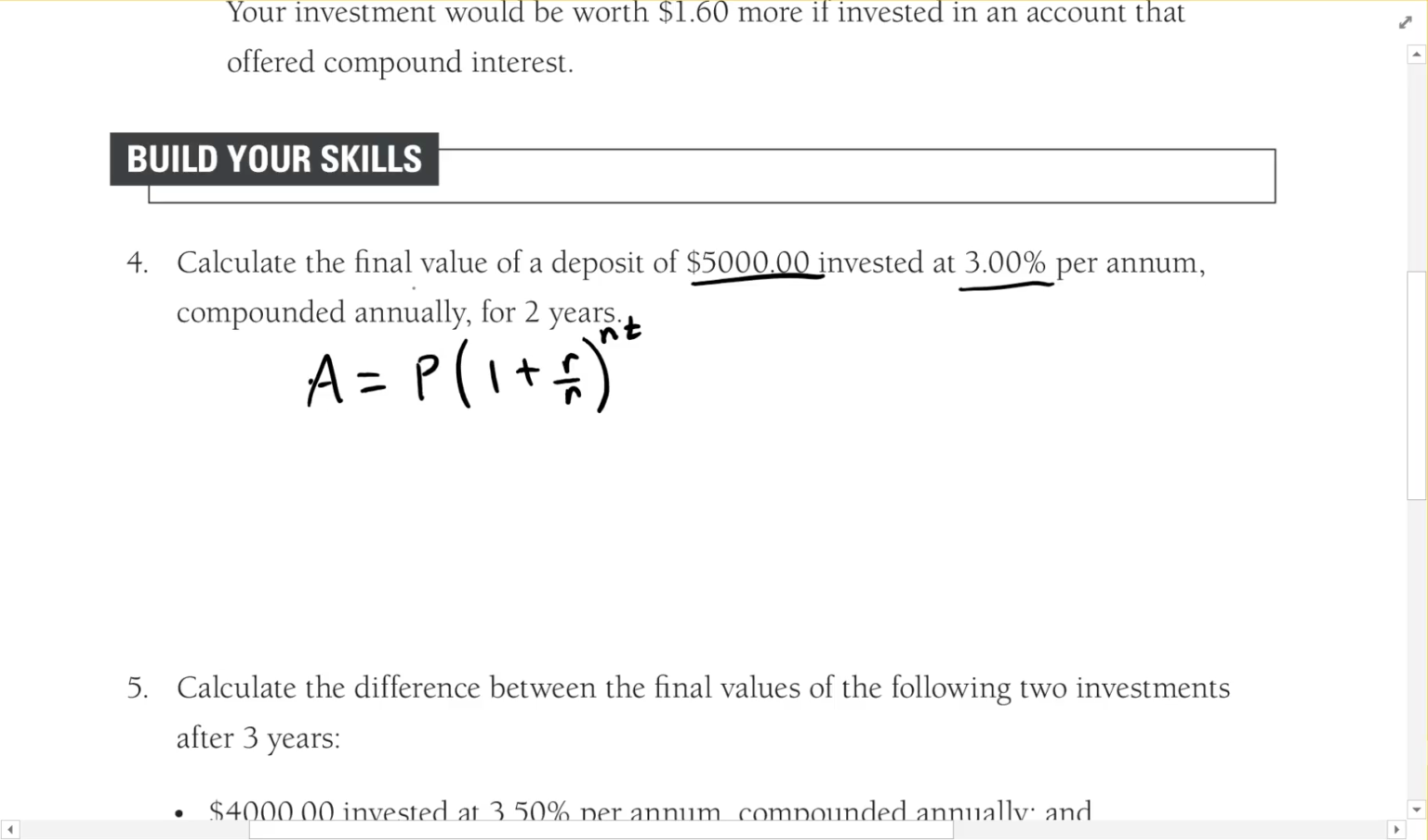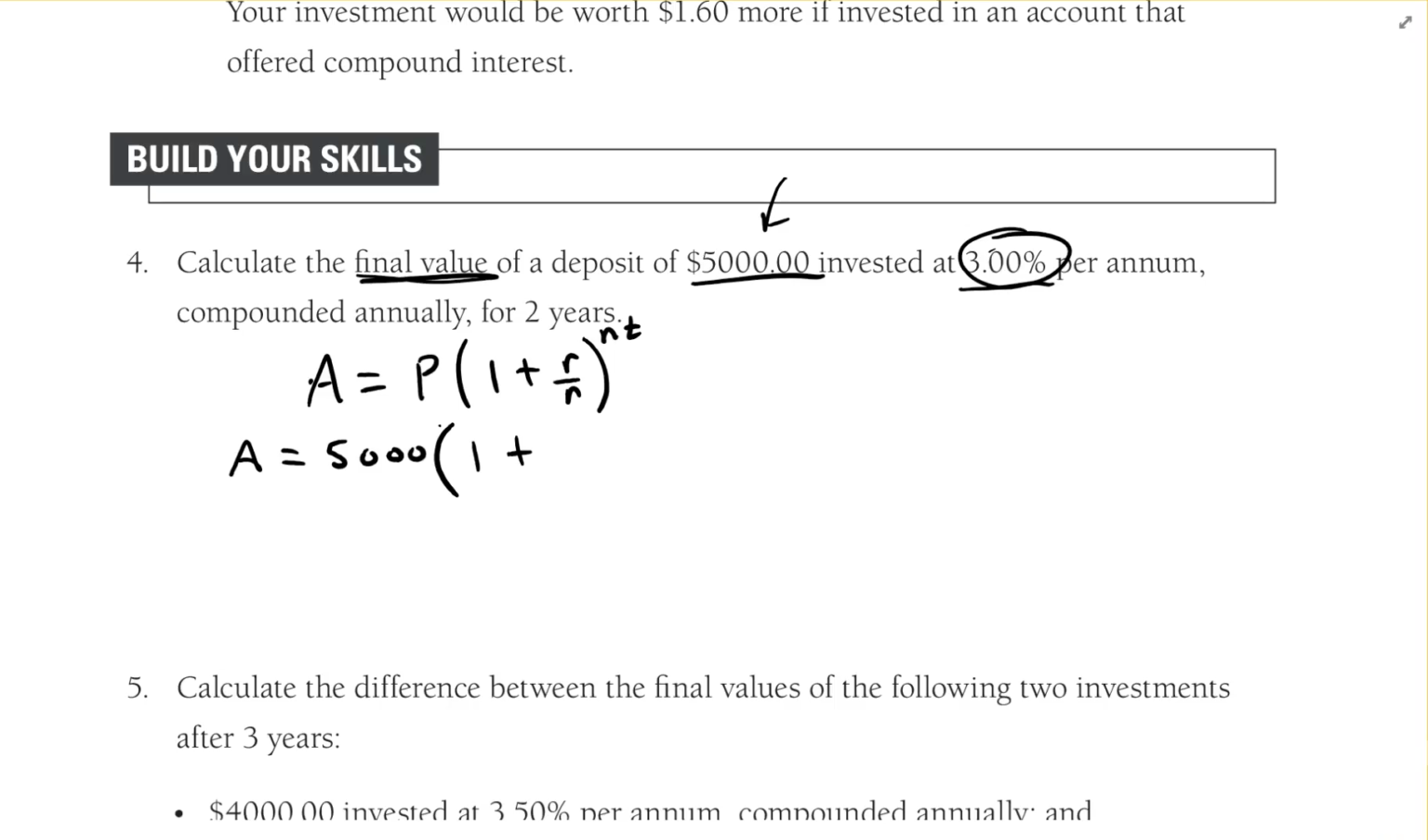Okay, so we're looking for A, right? That's calculate the final value. And then it says of a deposit of $5,000. So that's my principal. So I'm just going to put that in right now. A is equal to 5,000, start my bracket, 1, because it's always a 1, plus, now I need an R. R was that 3%, right? But I need to write that as a decimal. So that's going to be 0.03 divided by, now what is N?